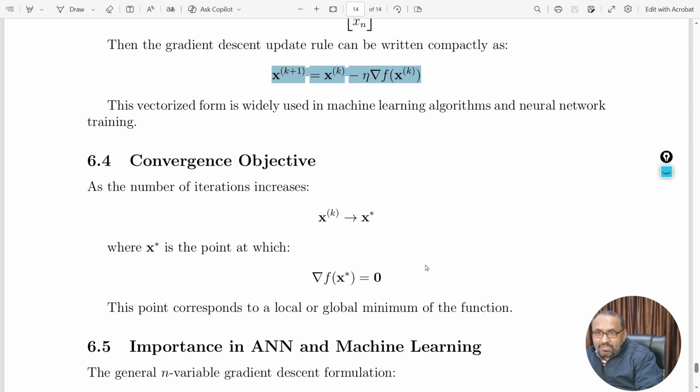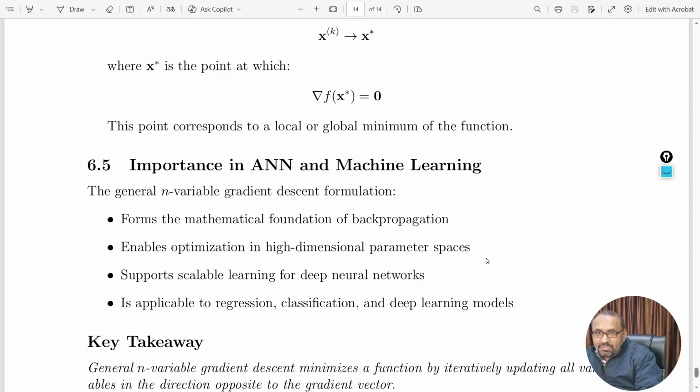Okay, and the importance for artificial neural networks and machine learning: the general n variable gradient descent formulation forms the mathematical foundation of backpropagation, enables optimization in the high dimensional parameter space, and supports scalable learning for deep neural networks. It is applicable to regression, classification, and deep learning models. Okay, so this is very highly useful when we develop some model based on artificial neural networks or machine learning for large data sets.